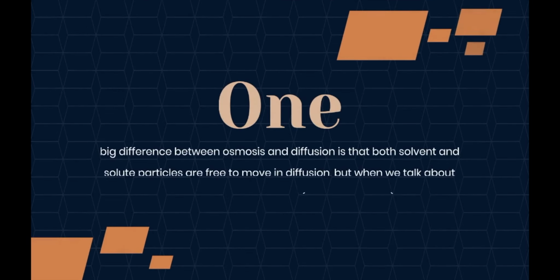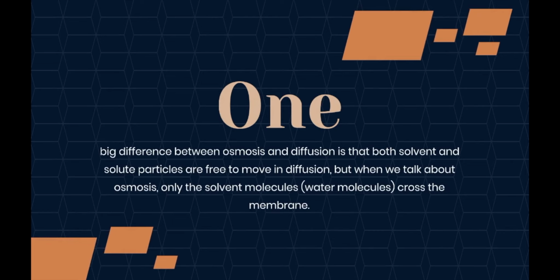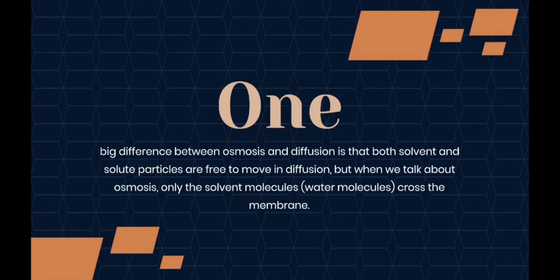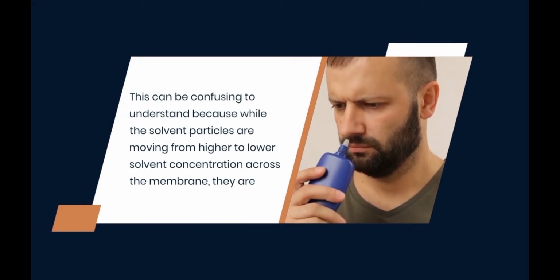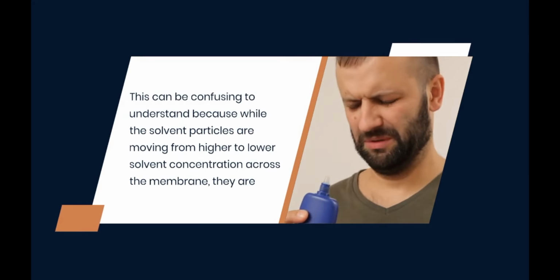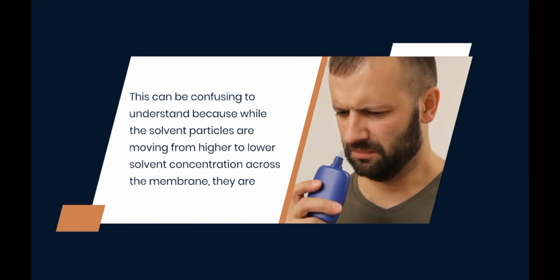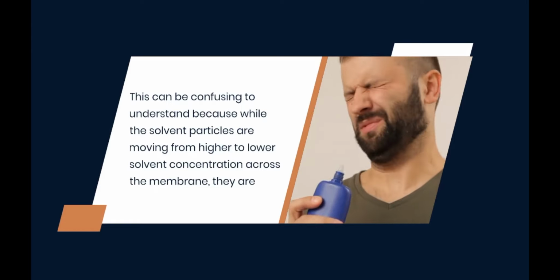One big difference between osmosis and diffusion is that both solvent and solute particles are free to move in diffusion, but when we talk about osmosis, only the solvent molecules, water molecules, cross the membrane. This can be confusing to understand because while the solvent particles are moving from higher to lower solvent concentration across the membrane, they are moving from lower to higher solute concentration, from a more dilute solution to a region of more concentrated solution.